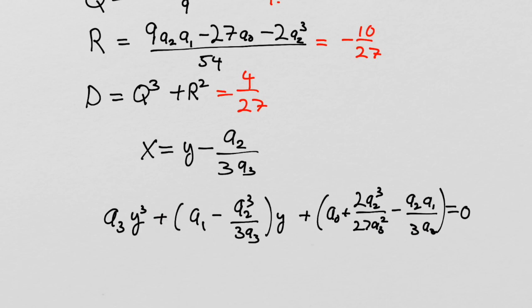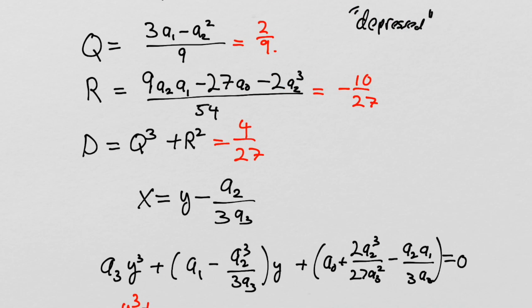There's no quadratic term, and that's why it's depressed. And the results for our particular version are as follows. Oops. This is squared, not cubed. The a2 cubed is on the constant term. A2 squared is in the linear term.